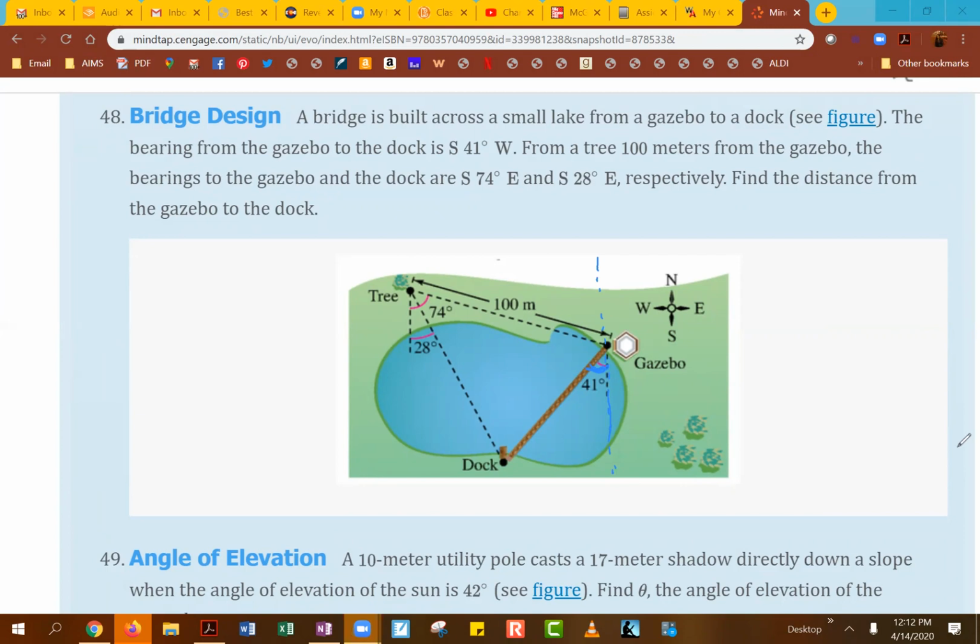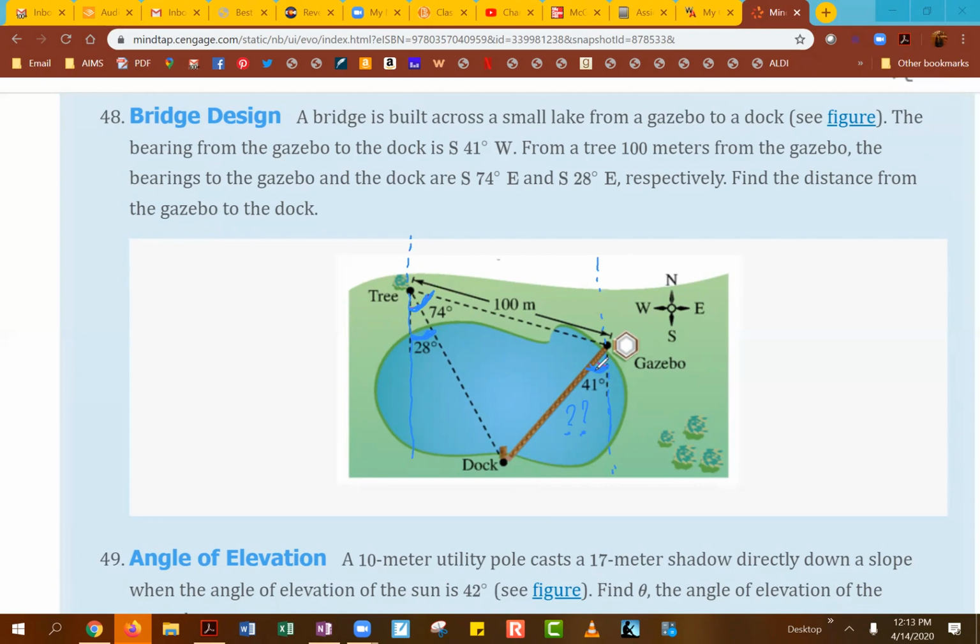And then they are telling us from a tree, 100 meters from the gazebo, the bearings to the gazebo and the dock are 74 degrees southeast. Again, they're still talking bearing, which means we're talking with respect to this vertical line. This angle is 74 degrees, and the angle with the dock is 28 degrees southeast. They're asking us to find the distance from the gazebo to the dock, so this distance over here.